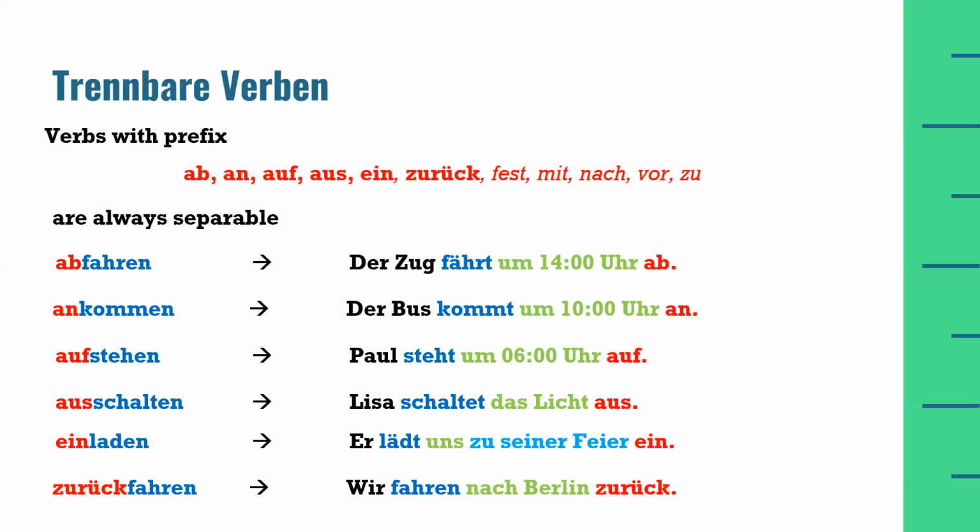Zurückfahren. Zurückfahren means to travel back. Now you see that the first example was abfahren, and here the next example is zurückfahren. So fahren is the main verb, and zurück and ab both are separable prefixes. So in this example also we will use fahren, and we will put it at the second position of the sentence. We will conjugate it according to the subject of the sentence, and the separable prefix will go at the last position of the sentence. So, wir fahren nach Berlin zurück. We travel back to Berlin.